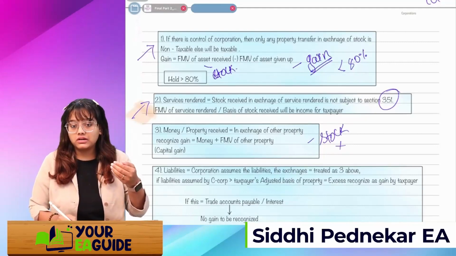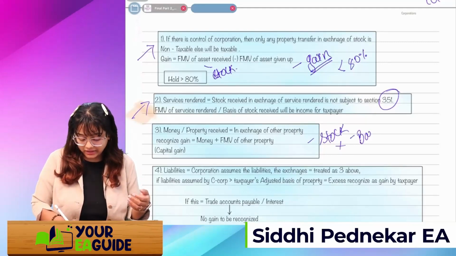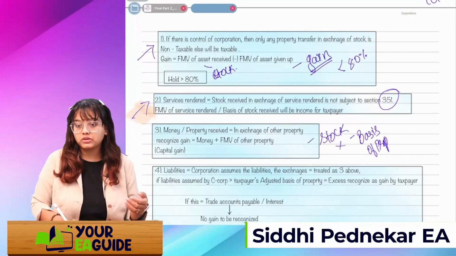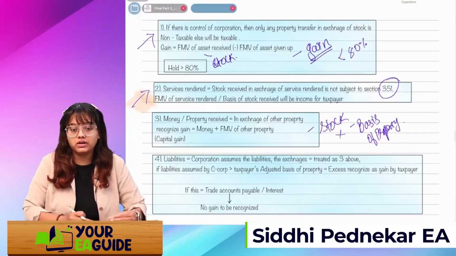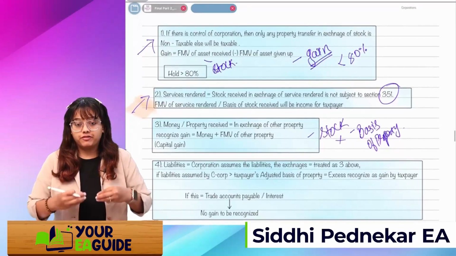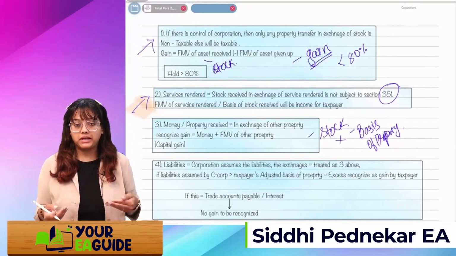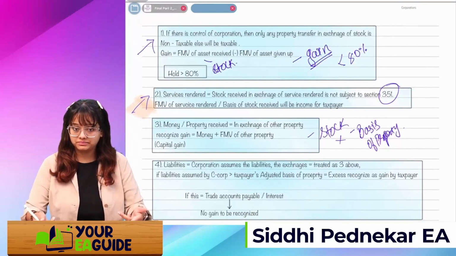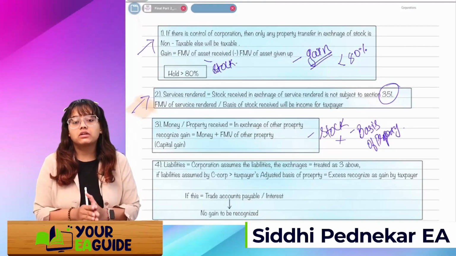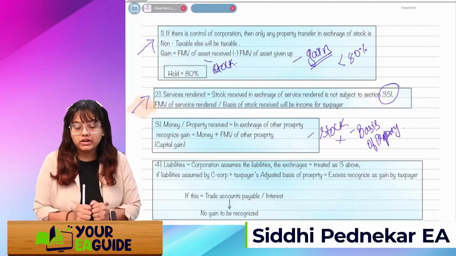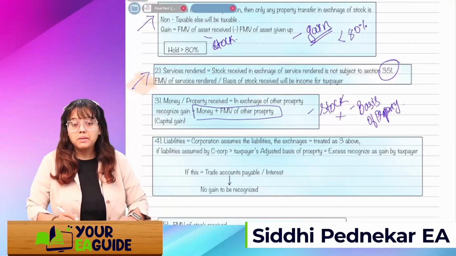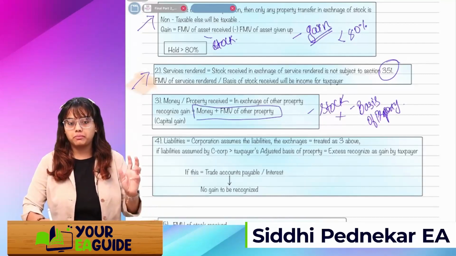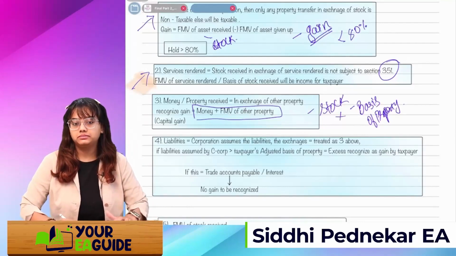You will understand this in detail when we do the basis of property chapter, the third chapter, I guess it is. In that, you will be able to understand that calculation very well, if I am receiving a property in exchange of other property. So I'll just recognize the gain. How much gain will I recognize if I'm receiving money as well? Money plus FMV of the other property will be my capital gain.